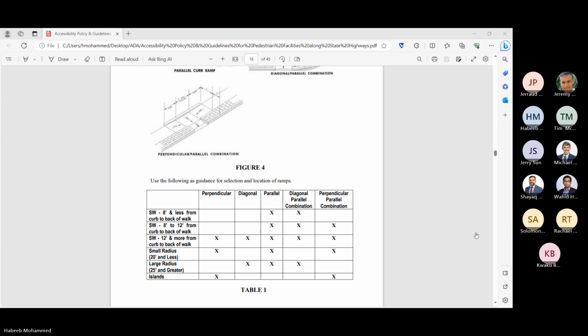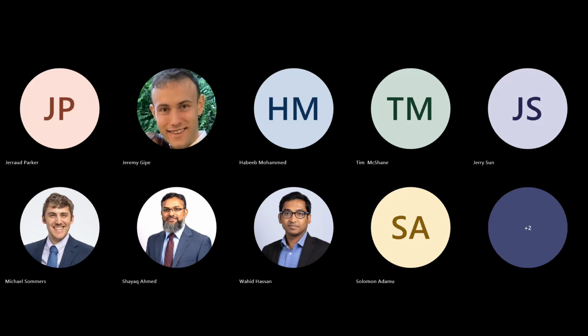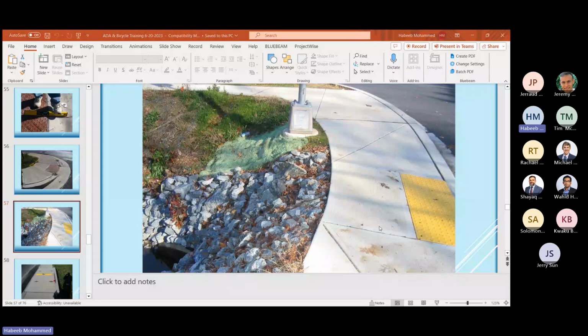Okay. Let's go back to the slides. Okay. All right, next one is this picture. You guys can see it or it's still loading? You can see it, right? The picture? Yes. Okay. All right, let's see. Okay, Kwaku is here. Hey, Kwaku, go ahead, man.